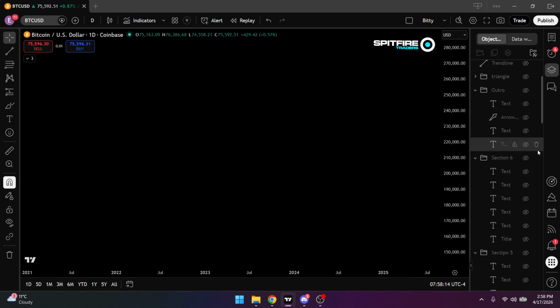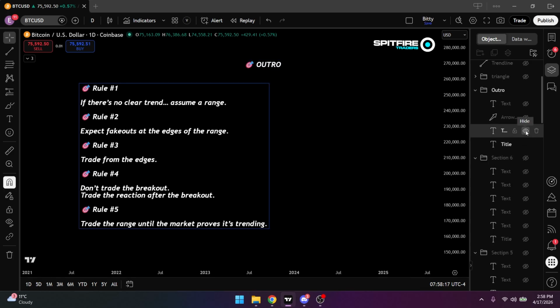So ranges are where patience pays the most. If you understand where liquidity sits, how price behaves at the edges, and when the market is in balance, you stop getting trapped and start trading with intention.